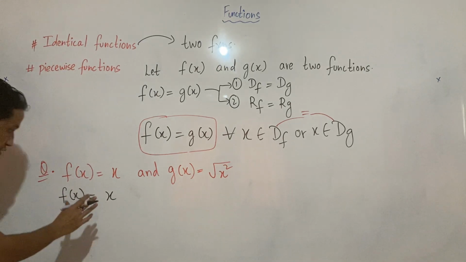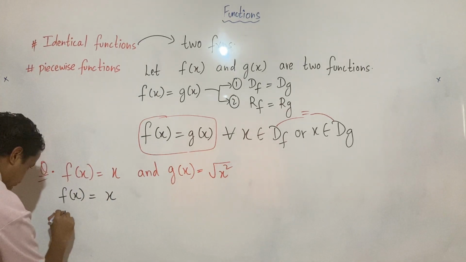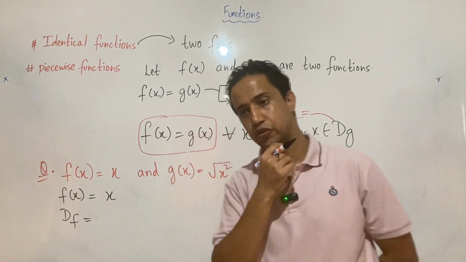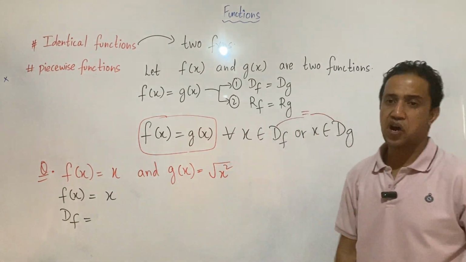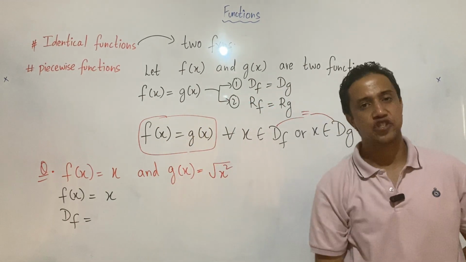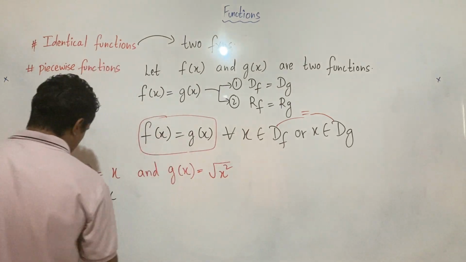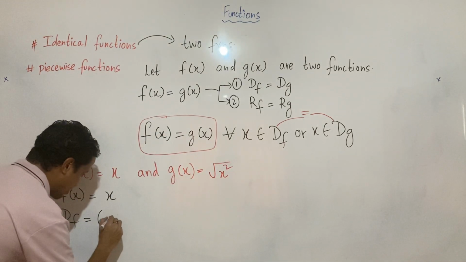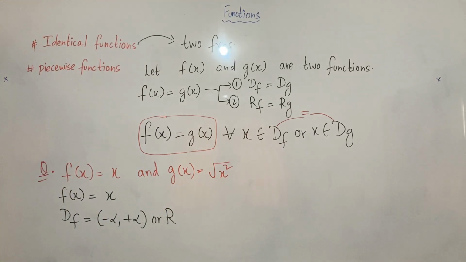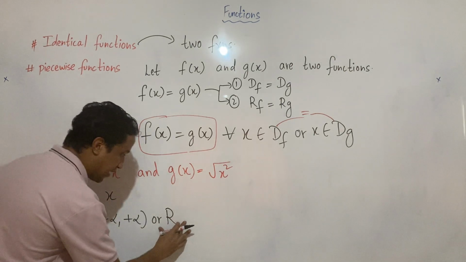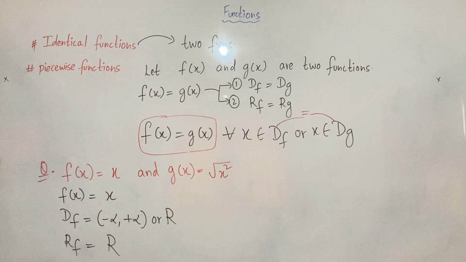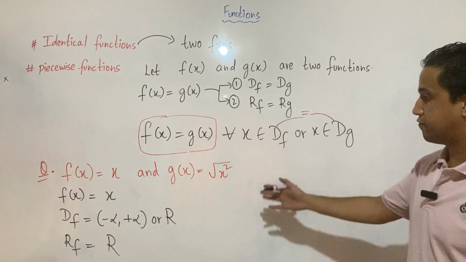Now for this function x, the domain Df is going to be, you look at this x, this is just variable x, it can take any value. So there is no restriction on the domain. This domain is going to be minus infinity to positive infinity, or I can say all real numbers, right? So if the domain is all real numbers, it means the range is going to be the same, all real numbers, right? Now let's check it out for g(x).